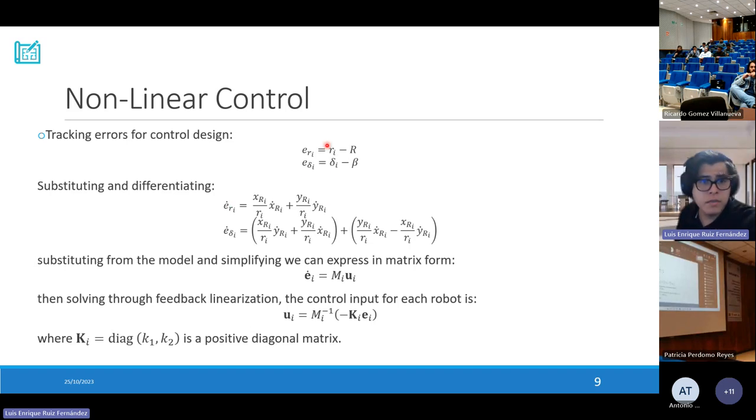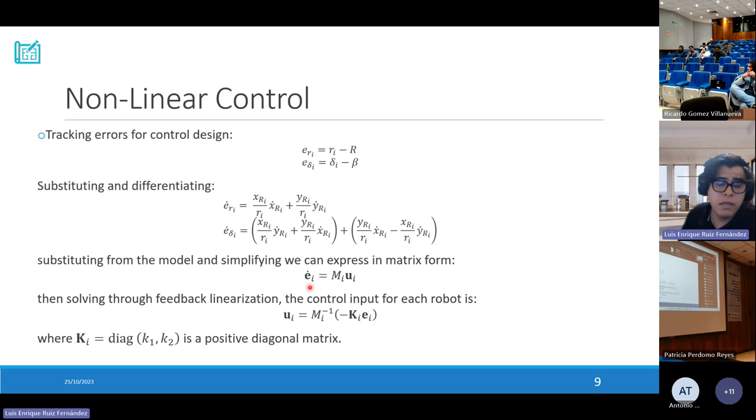And then if we substitute and derive the dynamics of this RI, we have these error equations. Again, for simplicity, we substitute all these dynamics, X dot and Y dot, and we have this MI matrix. This MI matrix is an invertible matrix due to the coupling dynamics of the R and betas. So now we have this expression of error dynamics.